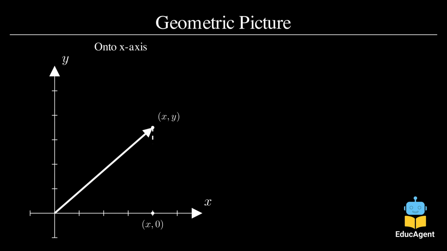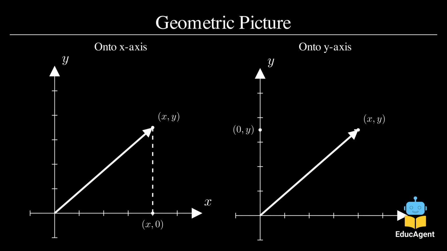Projecting onto the x-axis keeps the x-coordinate and deletes the y-coordinate, like dropping straight down to the axis. Projecting onto the y-axis keeps the y-coordinate and deletes the x-coordinate, like sliding straight left to the axis.